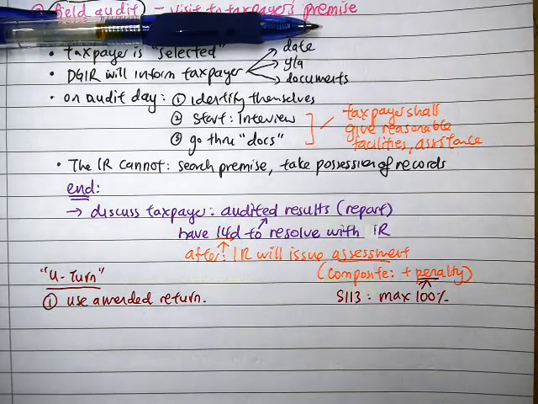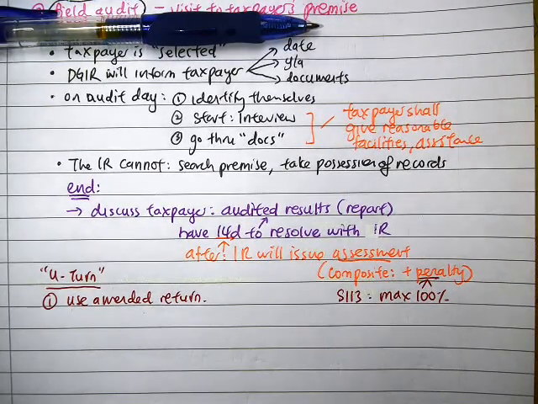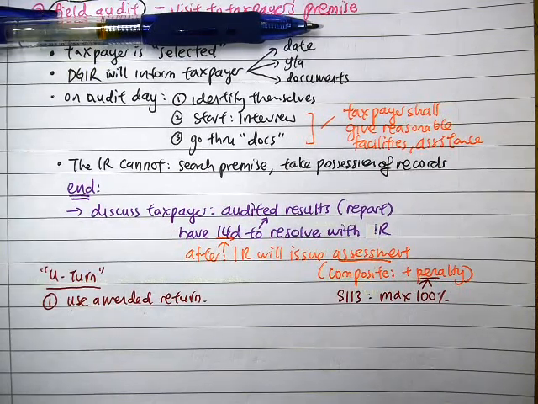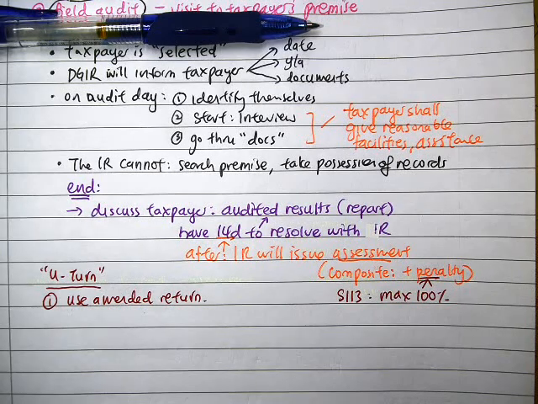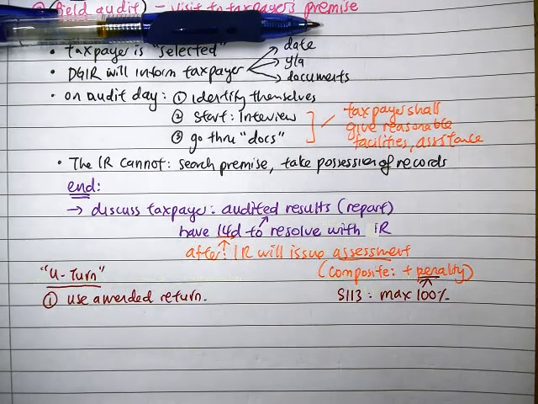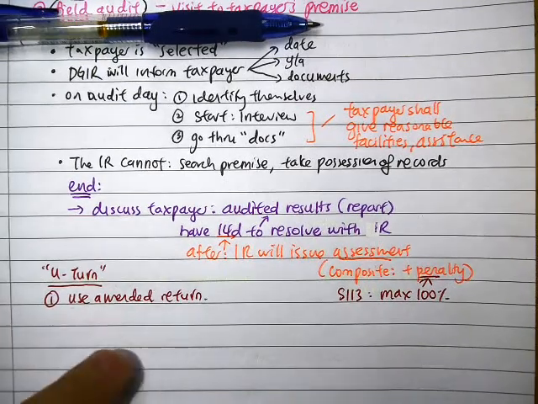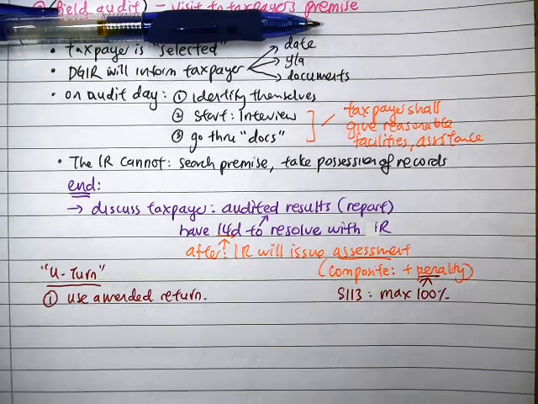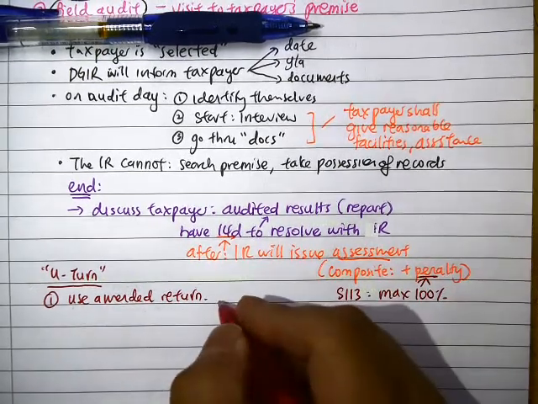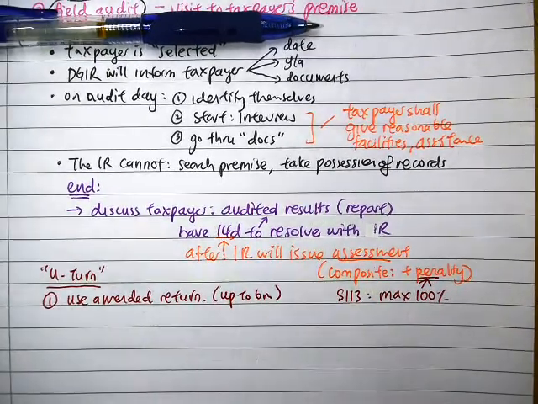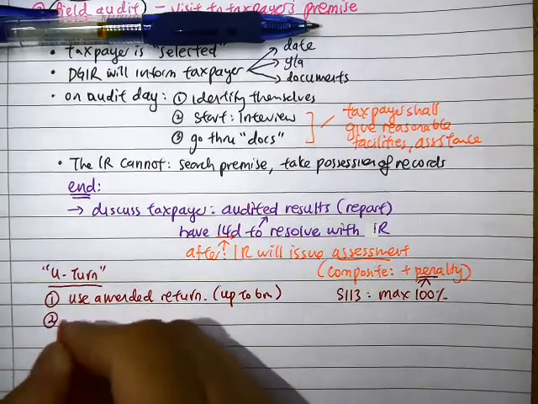Okay, you can use amended return. Remember, we talked about this when we talked about assessment. This is only for cases that are still very early. For example, you just submitted a tax return a few months ago, and after you listen to me, you realize you regret it. Now it's still very early, so you use amended return, because amended return gives you up to 6 months. After 6 months, you can't use amended return anymore. Then you have to use the other way.